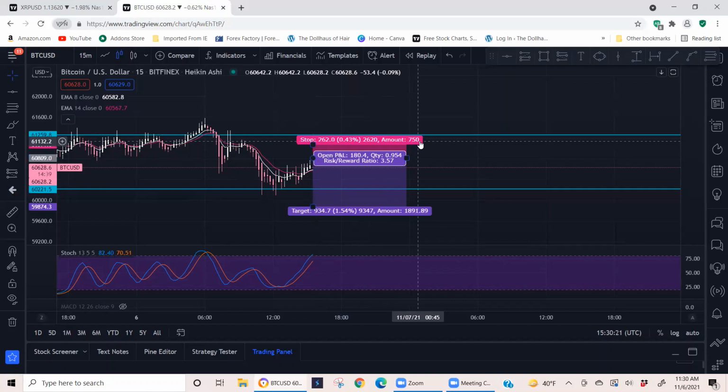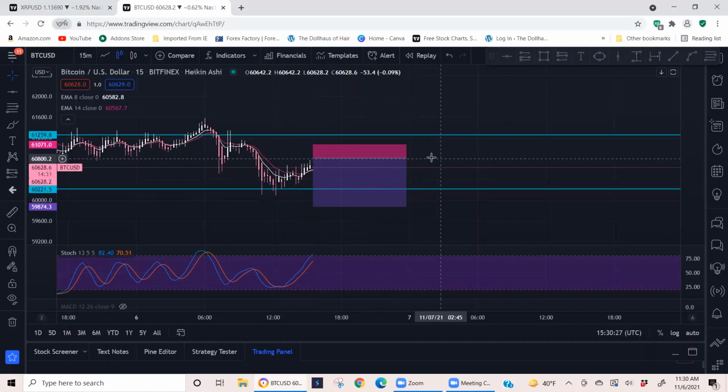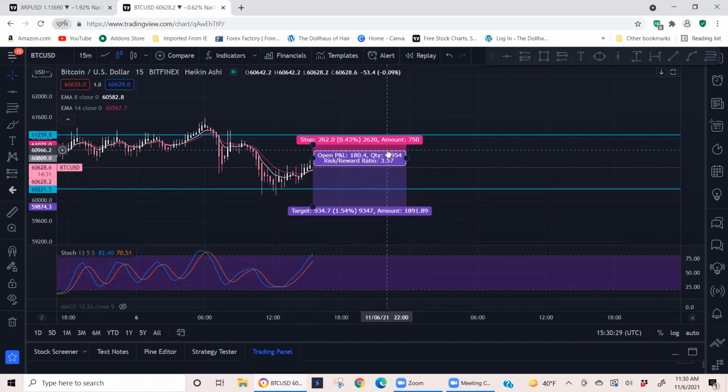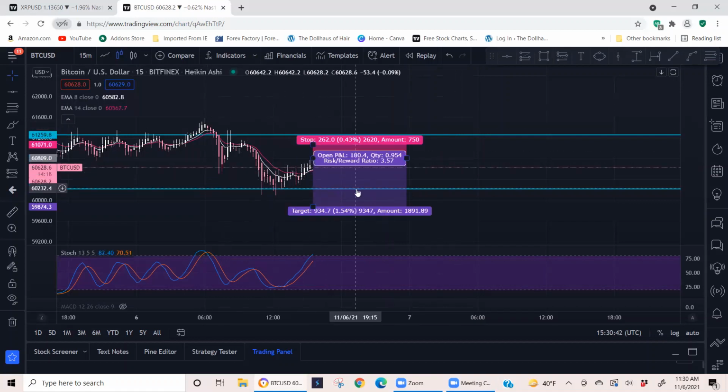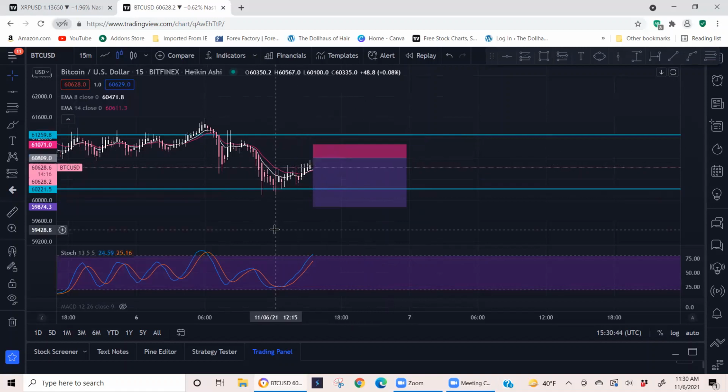Like I said, just don't set it too tight though, because if you're not good with entries and price decides to pull back a little, you don't want to be in a winning trade and get closed out of that winning trade because of a tight stop loss. So just set it at an appropriate spot and keep your risk management in mind. And that's it.